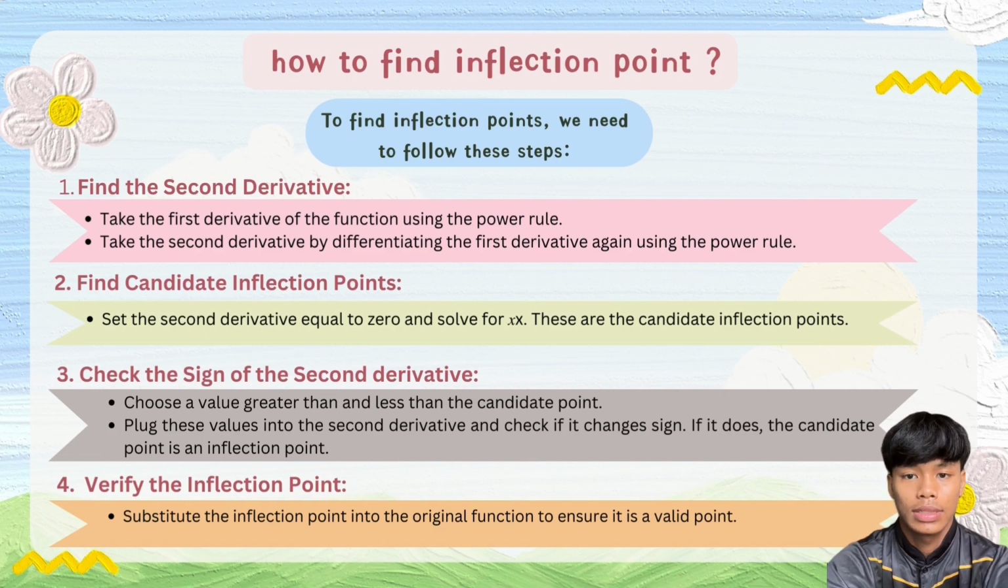After that, check the sign of the second derivative. Choose a value greater than and less than the candidate point. Plug these values into the second derivative and check if it changes sign. If it does, the candidate point is an inflection point. Verify the inflection point. Substitute the inflection point into the original function to ensure it is a valid point.